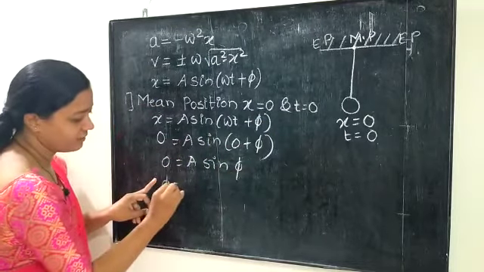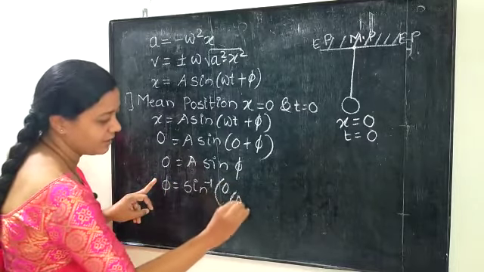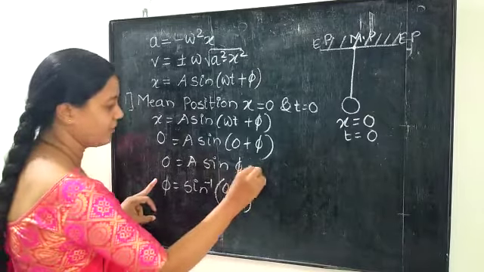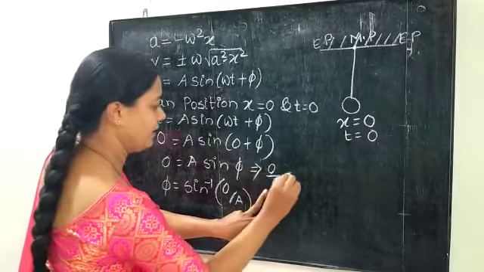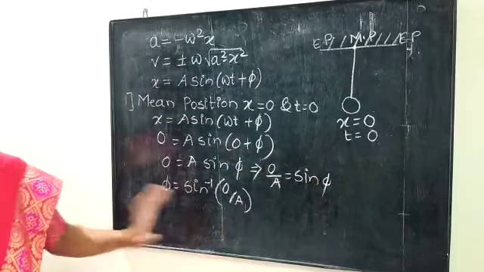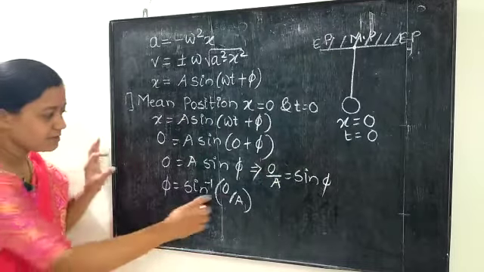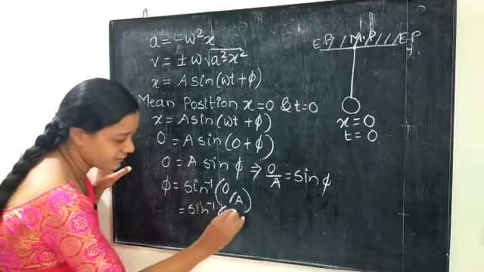So phi equals what? Sin inverse 0 by a. From that we can write 0 by a equals sin phi, and phi equals sin inverse 0 by a. So sin inverse 0 by a means sin inverse 0.